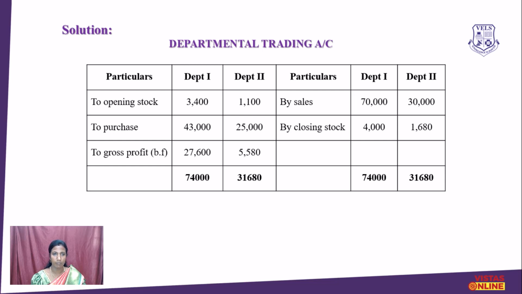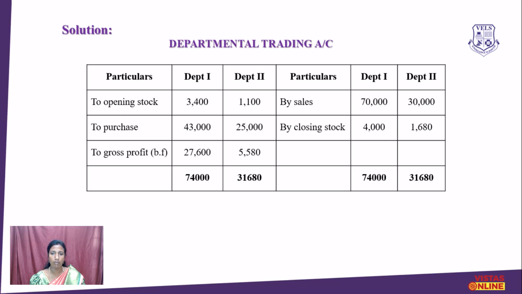Departmental trading account. Particulars column, debit and credit side. Opening stock and purchases are included on the debit side. Sales and closing stock are credited in the trading account. The opening stock of department 1 is 3,400, department 2 is 1,100. Purchase value of department 1 is 43,000, department 2 is 25,000. On the credit side, sales value is 70,000 for department 1, 30,000 for department 2. By closing stock, department 1 is 4,000, department 2 is 1,680.